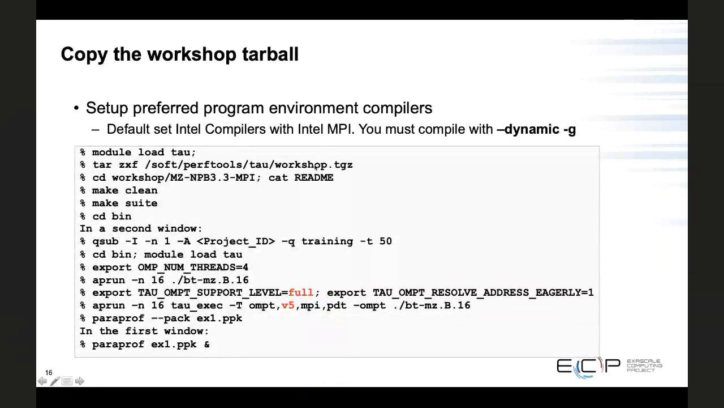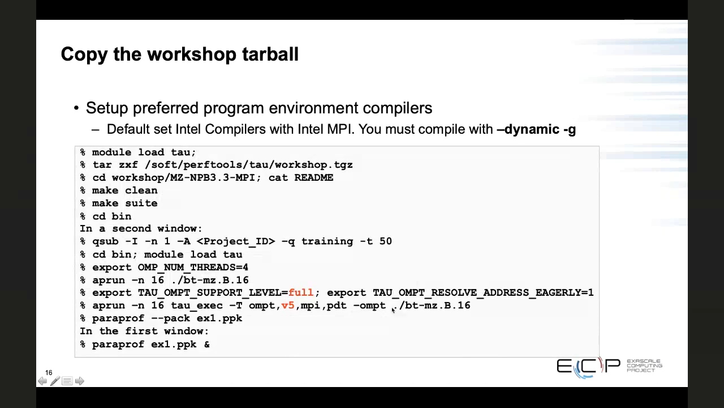There's a workshop tarball which has several examples in it. You can just go to this NAS parallel benchmark, see the file, launch it with make clean, make suite. In another window, you can launch Tau after allocating a given node, and you can specify your project ID to use in that case. And you can launch it using apprun with this, or when you're using Tau, you can just launch with tau_exec with the tags of OMPT and enable the OMPT support like this.